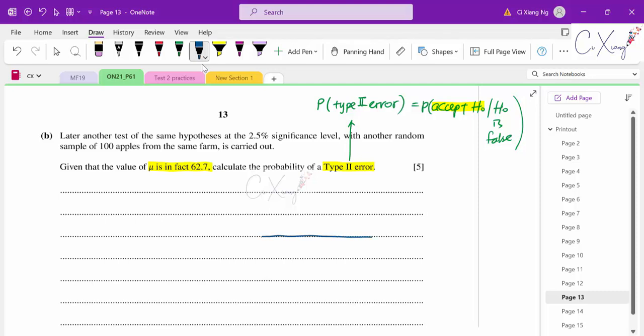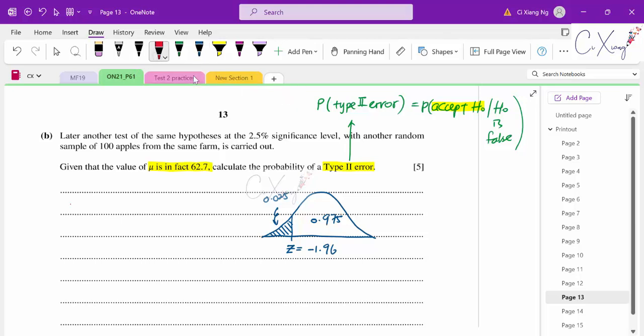We just recall back to the diagram that we have from part A. In part A, we know that this is our rejection region, and this is 0.025, this is 0.975, and this is the critical value Z, which is negative 1.96. So the shaded area here is the rejection region. If we successfully find out the rejection region, then we can find out the acceptance region later. So this is what we plan to do.